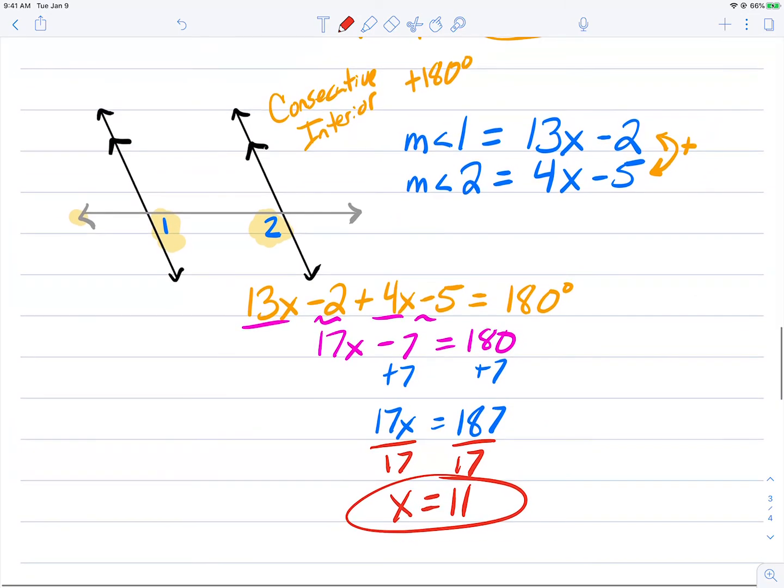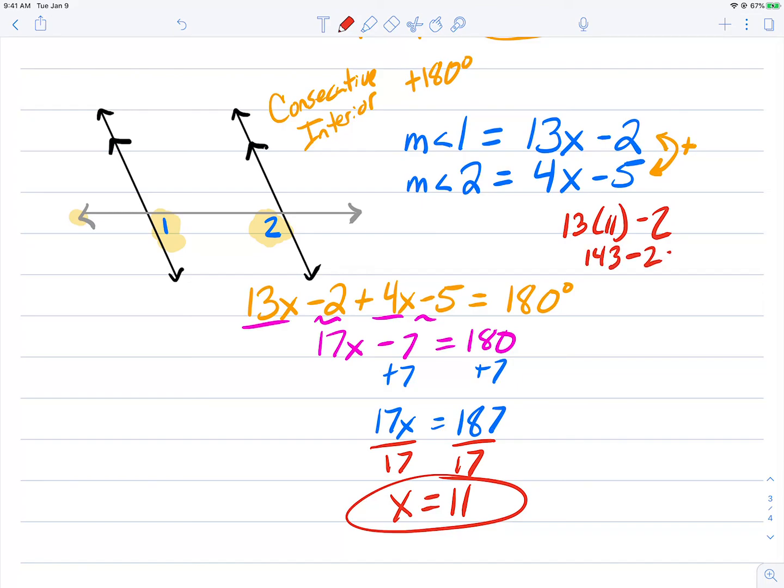So I figured out what x equals. And if I wanted to know what one of the angles were, I could go 13 times 11, and then I could subtract 2. So 13 times 11 is 143, and 143 minus 2 is 141 degrees. Now remember, this picture is not drawn to scale.